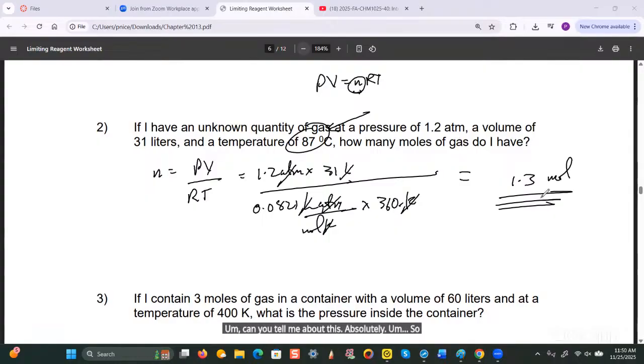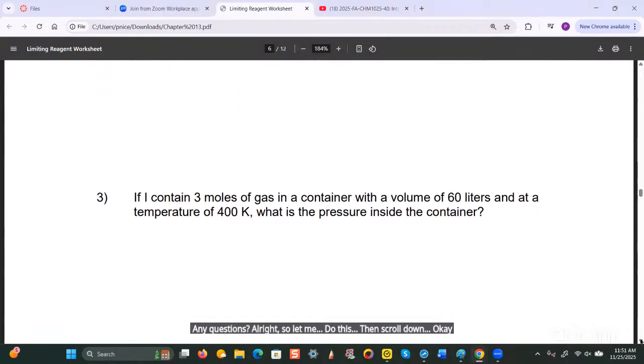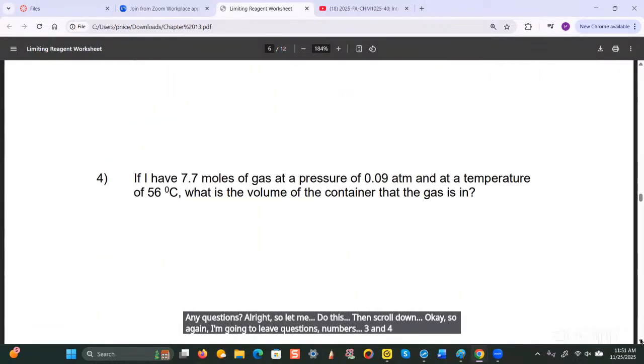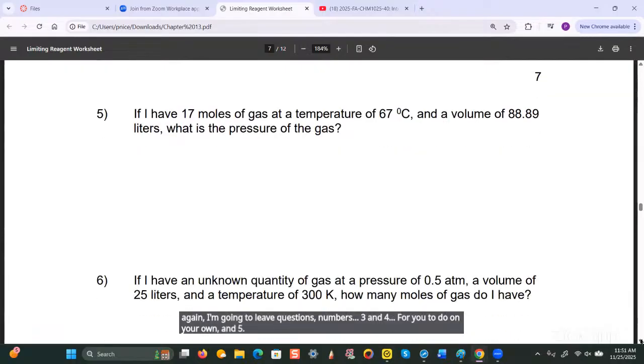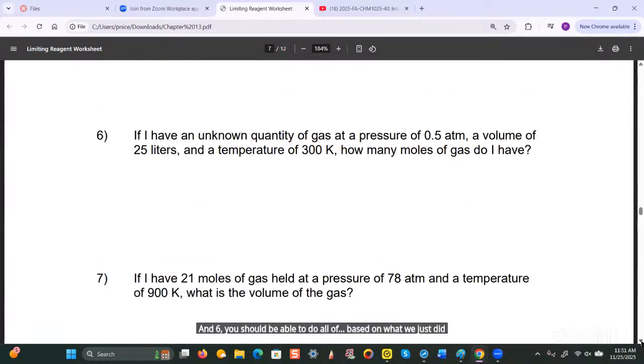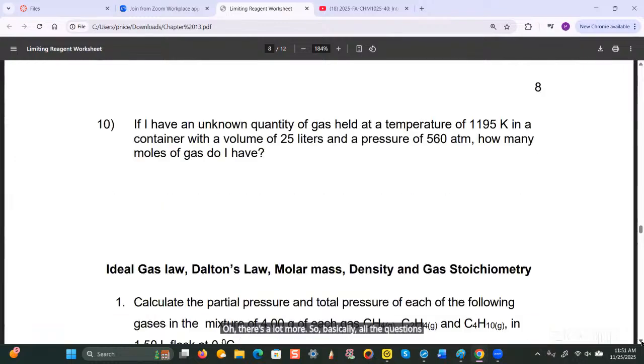So that's basically how that is done. All right? Any questions about this one? Any questions? All right. Let's scroll down. I'm going to leave questions 3 and 4 for you to do on your own, and 5 and 6. You should be able to do all those based on what we just did. So do those on your own, and basically all the questions in that section.